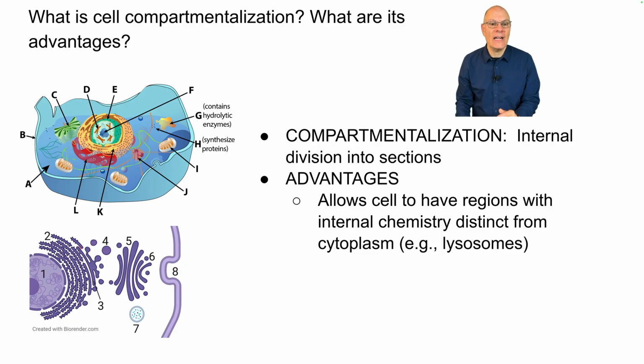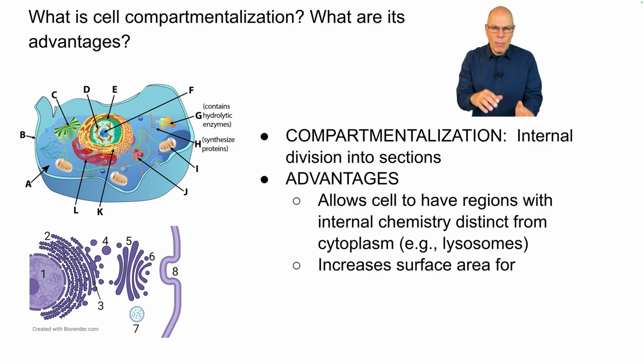A great example of that is the lysosome, shown at G over here and number 7 over here. Lysosomes contain hydrolytic enzymes. Those are enzymes that break things down. Those can't be released into the cytoplasm, or they would break down the cytoplasm, so they are compartmentalized. They're kept in a membrane-bound space.